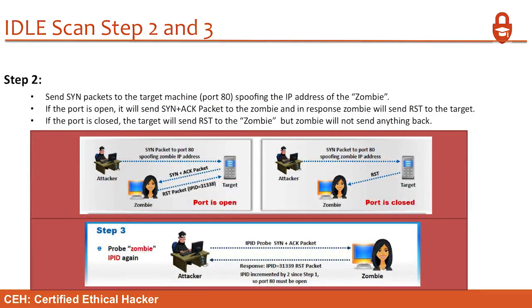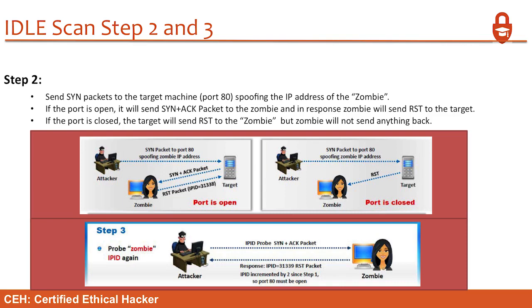So step 2, send a SYN packet to the target machine, port 80, spoofing the IP address of the zombie. If the port is open, the target will send a SYN plus an ACK packet. It's not a SYN plus an ACK packet, it's a packet with the SYN and ACK flags set, right? We know this. So to the zombie, and in response the zombie sends the reset to the target. If the port is closed, the target will send a reset to the zombie, but the zombie will not send anything back, okay? So that's kind of how it works.